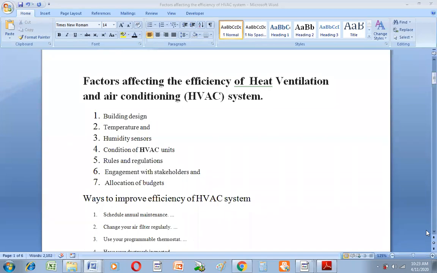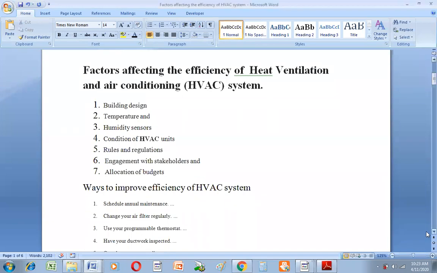Then schedule annual maintenance. We have to maintain the air conditioning system properly. We have to maintain the boiler, compressor, and the piping and ducts, because there is refrigerant being carried back through some pipes.